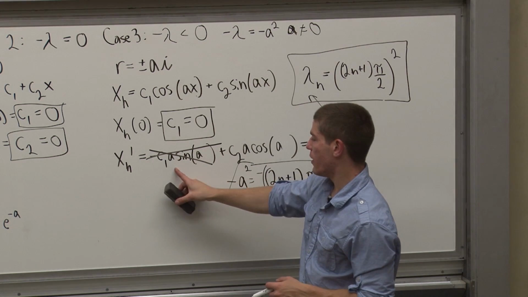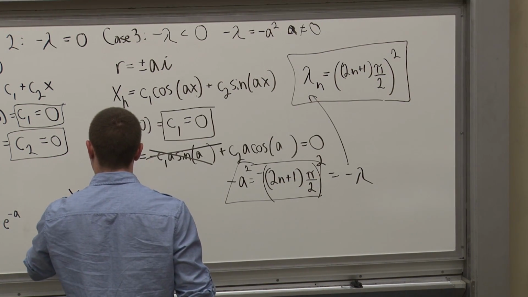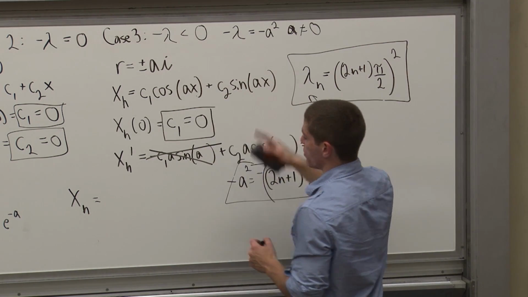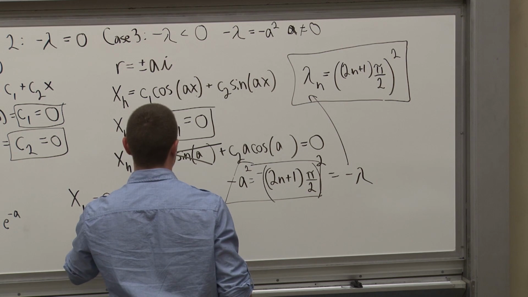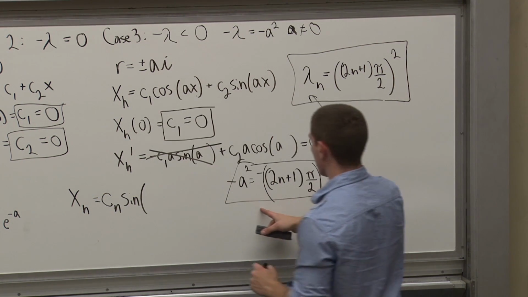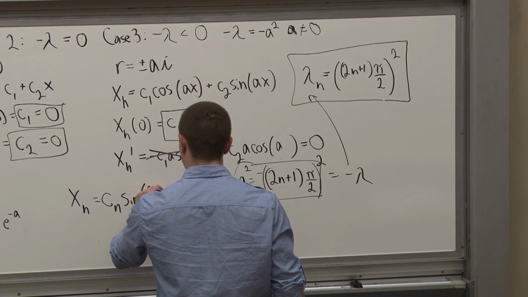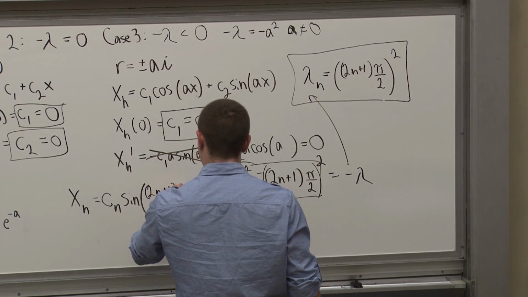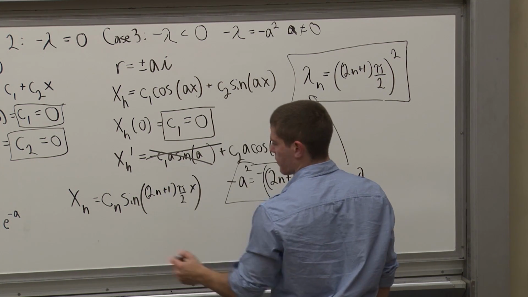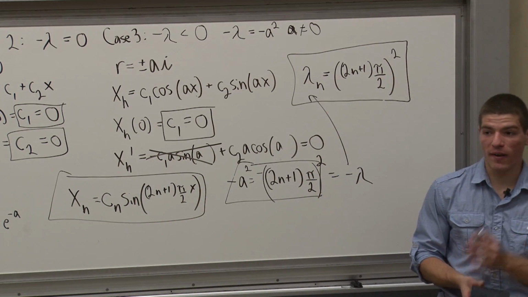Now we can't go to the derivative. We have to go to the original function. So our eigenfunction is going to be x_n equals, what do we have equals 0? C1 is equal to 0, so we're just dealing with the C2 term. That's going to be C_n sine of a. A is equal to just 2n plus 1 pi over 2, so 2n plus 1 pi over 2 times x. And that's it, that is our x. So we found x already.